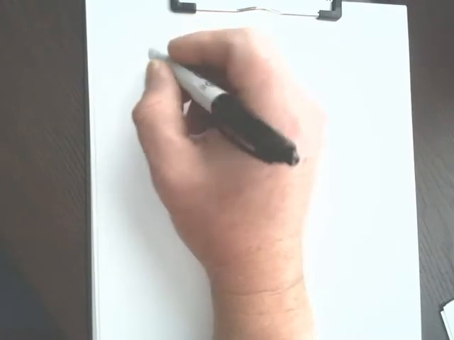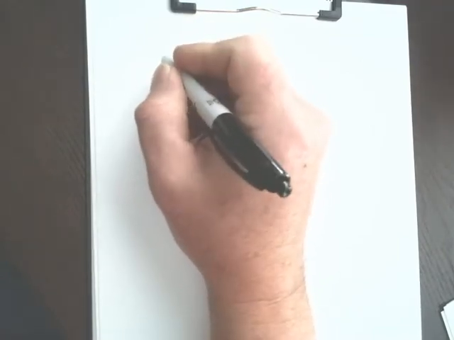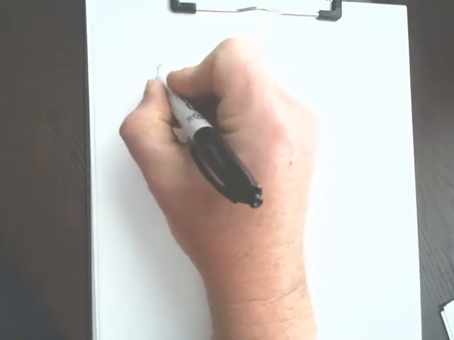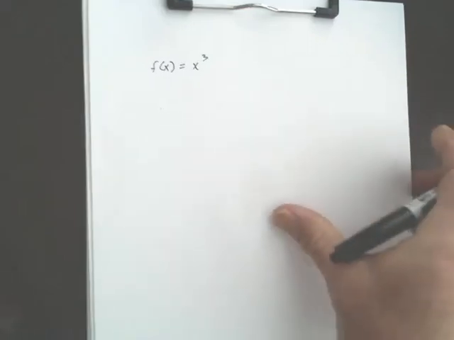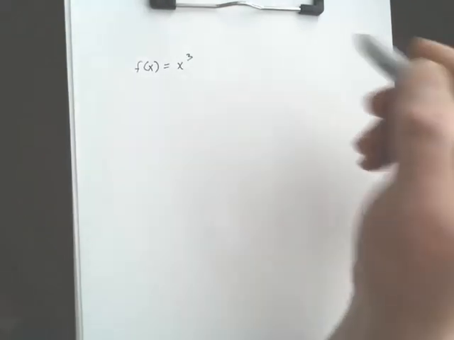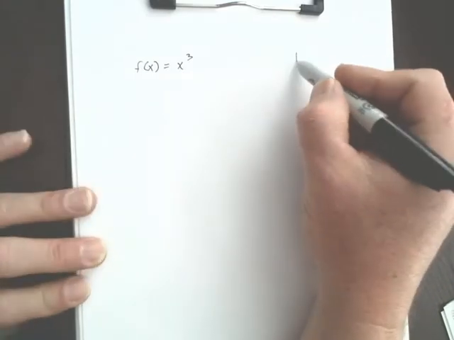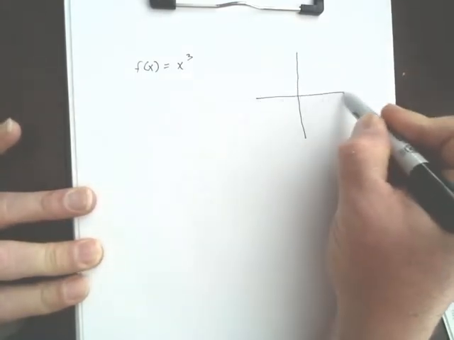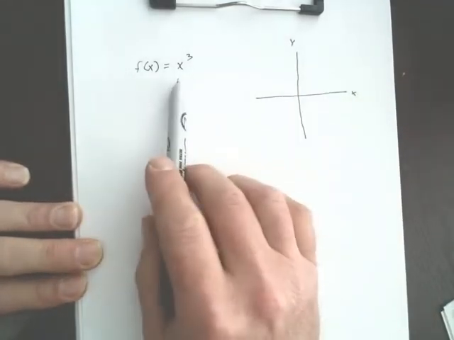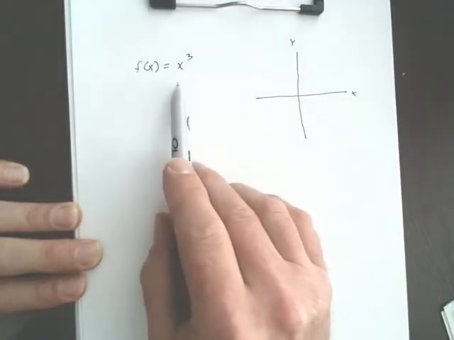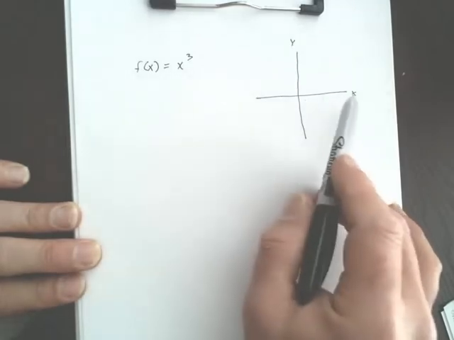So let's work a few examples. The first example of graphing a cubic function, we'll work the easiest example we have, which is f of x equals x cubed. Let's go ahead and draw our graph. Okay, so that's x, that's y. Now, many of you probably already know how that's going to look in the end, but let's use math to tell us what it's going to look like.